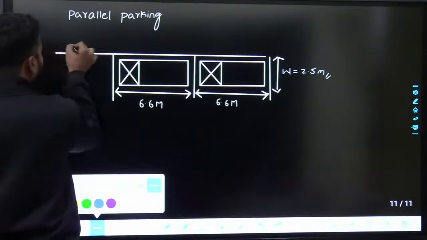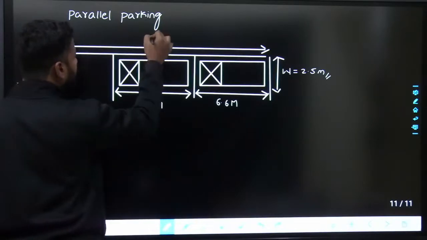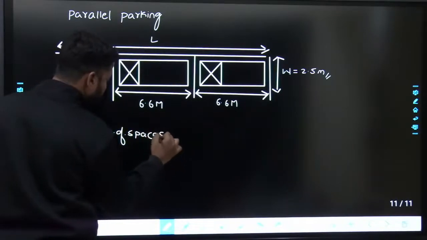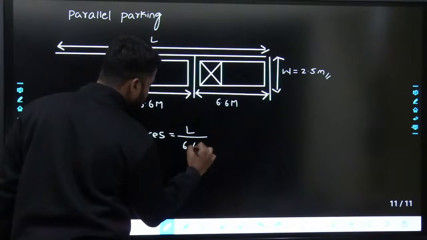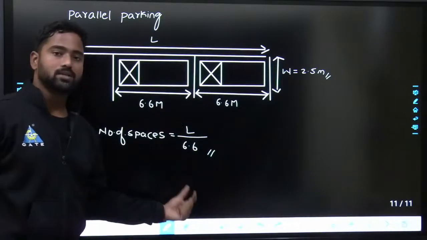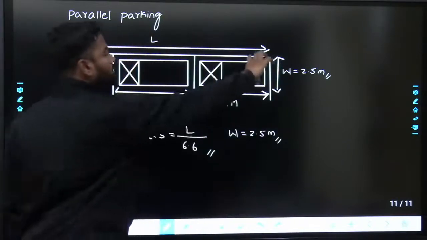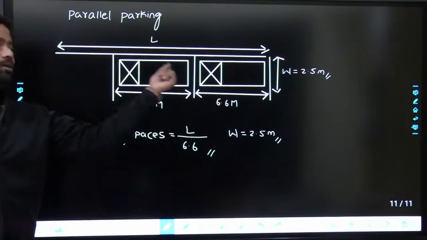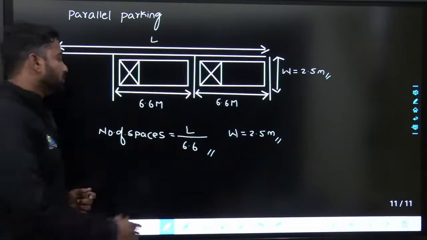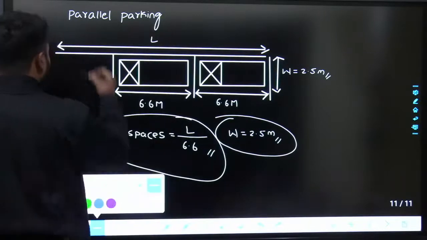If this total length is L, the number of spaces is given as L upon 6.6. Number of spaces means the number of cars or vehicles that can be parked. So L upon 6.6, and width W equals 2.5 meters. This much space is required, and this number of spaces are available for parking of the vehicle. So number of spaces is L upon 6.6 and width is 2.5 meters. This is parallel parking.